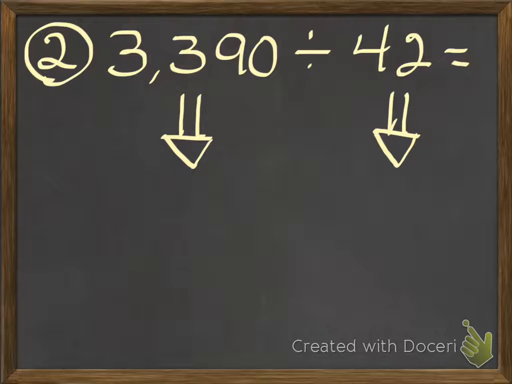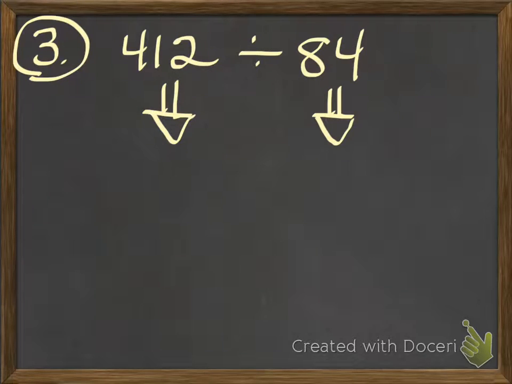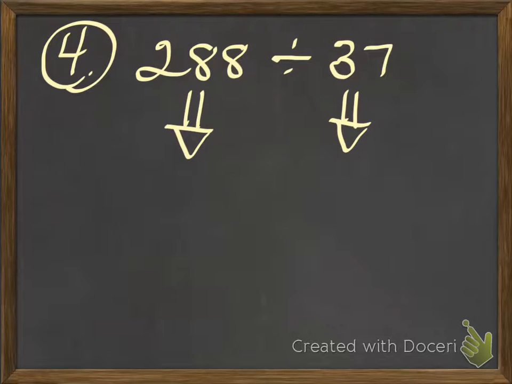3,390 divided by 42. Pause it, write it down, solve it. All right, moving on. Number 3, 412 divided by 84. Pause it and solve it. And then the last one, 288 divided by 37. Sorry, that looks weird. It's a 3. 37. Pause it and solve it.